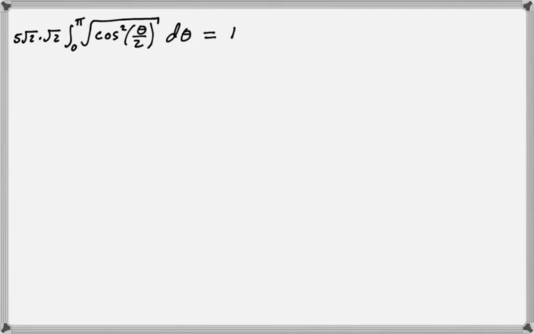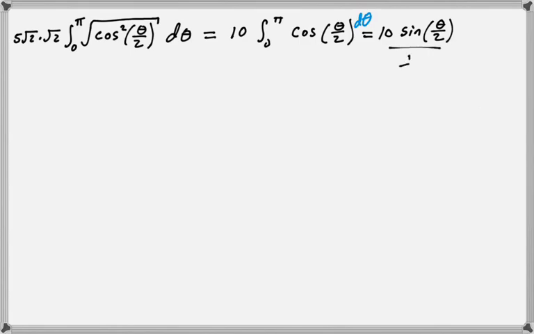Okay, so we got 5 times the square root of 2 times the square root of 2, so that's going to be 5 times 2, which is 10, times the integral from 0 to pi of cosine of theta over 2 d theta. Looks like I forgot my d theta, let's sneak it in there. Okay. So we have 10 sine of theta over 2, divided by 1 half, evaluated from 0 to pi.